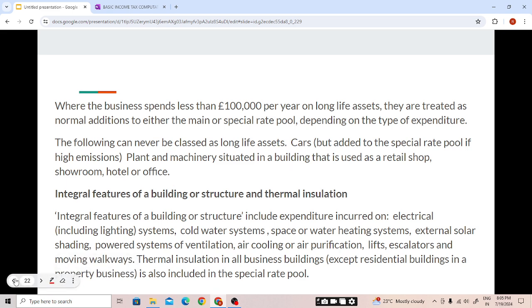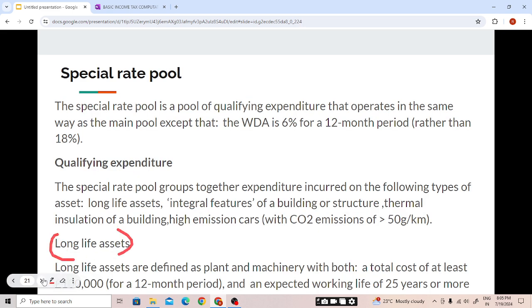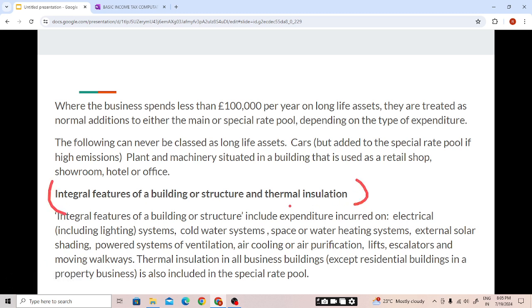We have seen what the term long life asset means. Now, integral features of a building or structure and thermal installation. Thermal installation means heaters.